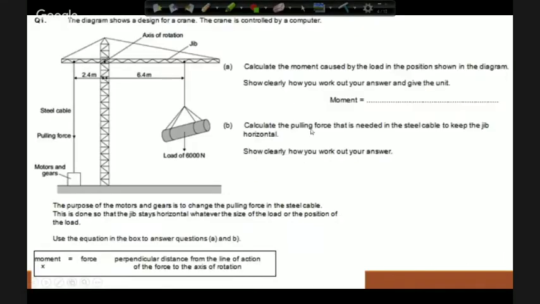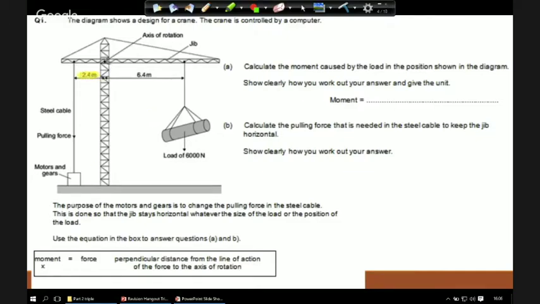Okay, so let's have a little look at an exam question then that will ask us about moments. So if I was going to go through this in the exam, I'd have my highlighter in my hand to start off with. And the diagram shows a design for a crane. The crane is controlled by a computer. Okay, so what does it tell me in the question here?